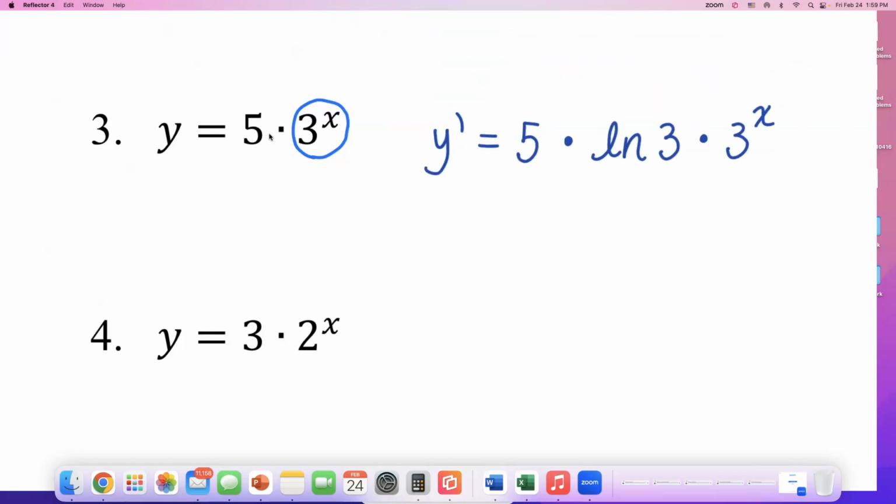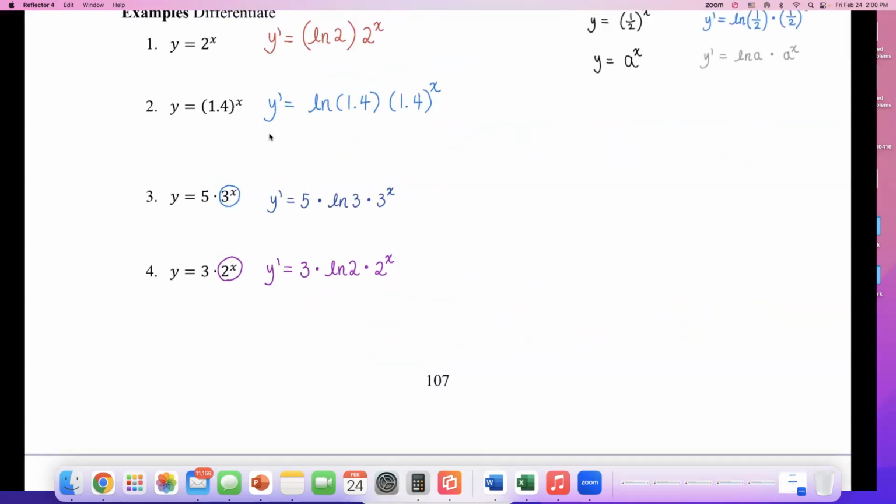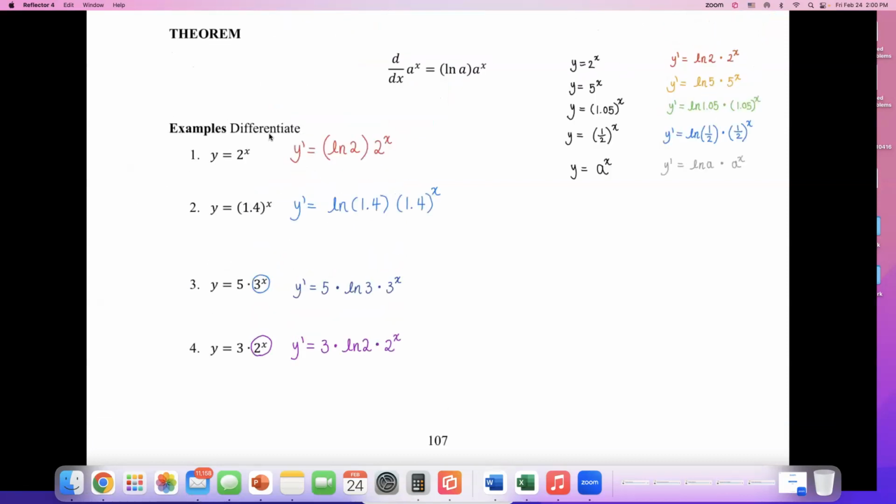All right, last one. Y prime equals, what's that number in front? This 3, I just have to write it down, 3 times. But now let's handle this 2 to the x power. I need natural log of 2 multiplied by that original 2 to the x power. So that's it for these 4 basic examples on page 107.